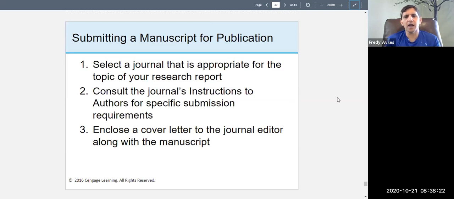Okay, so you can submit your manuscript or your work for publication. Consult the journal's instructions to authors for specific submission requirements. You can actually look inside the journal. There are certain pages at the beginning of the volume that mention what you should do if you want to submit something for potential publication. They won't necessarily just accept it, by the way. Not everything gets accepted. They will pick and choose some. They'll leave out others for various reasons.